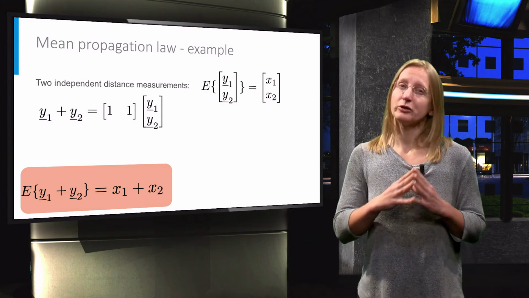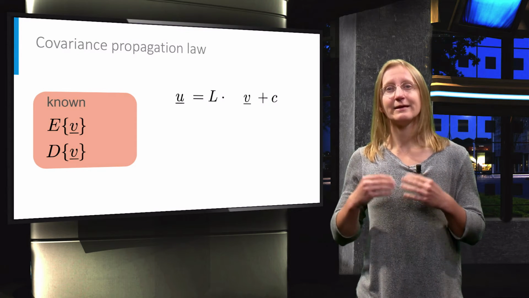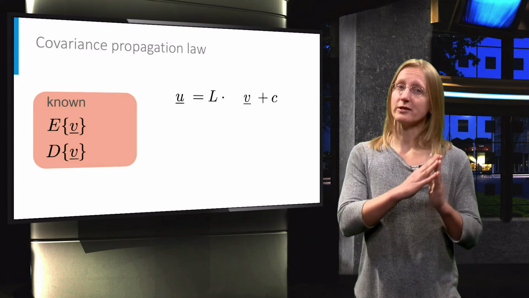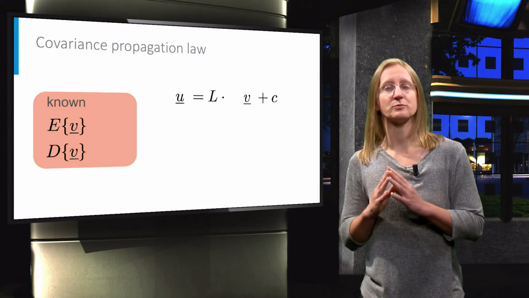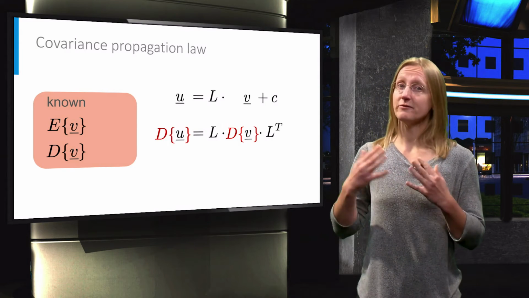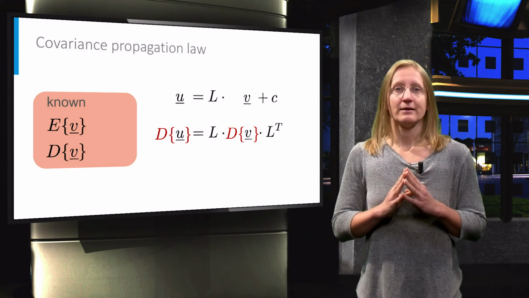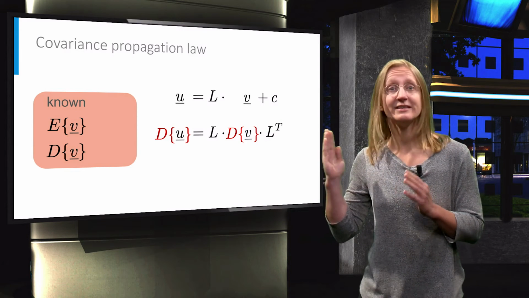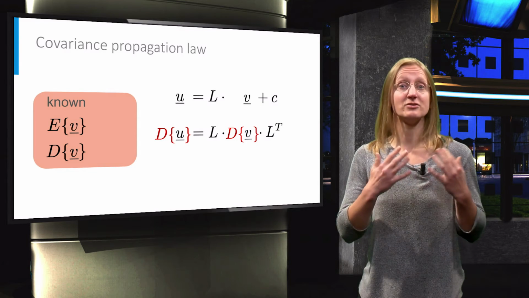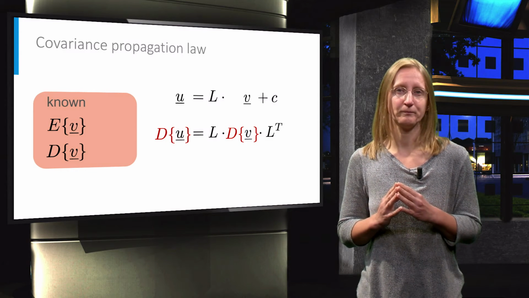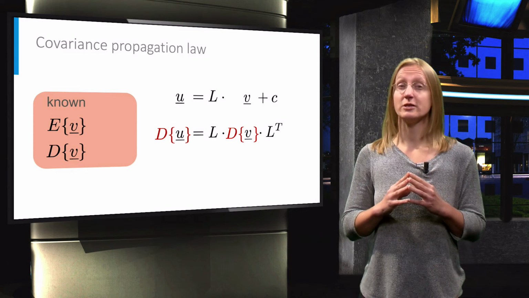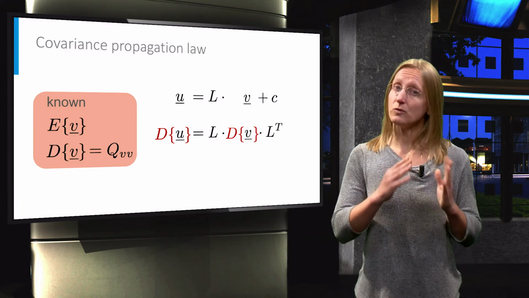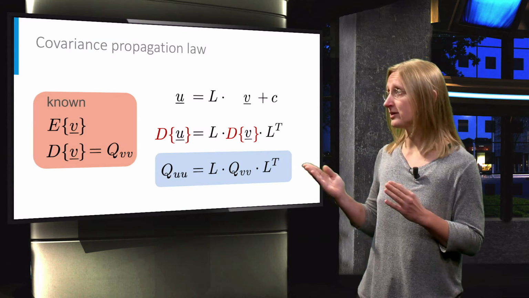Let's now look at the covariance propagation law. Again, we start with the general form of the linear model. Let the expectation and dispersion of random vector v be known. What is then the dispersion of u? Well, it is given by the equation as shown here, showing that it depends on the matrix L and the dispersion of v. Vector c is deterministic and consequently has no influence on the dispersion of u. Remember that the dispersion is equal to the covariance matrix. Therefore, we can write the covariance propagation law also in terms of the corresponding covariance matrices of u and v.